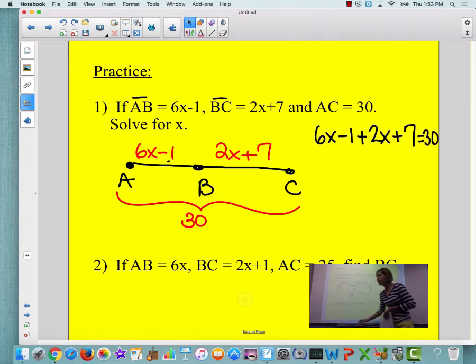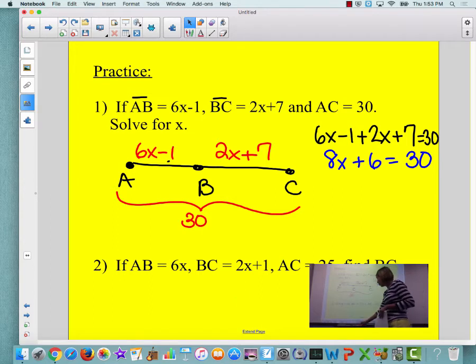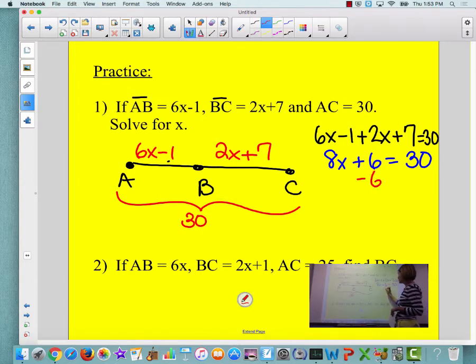Now I'm going to do that algebra that you know from last year. I'm going to combine the like terms. 6x and 2x gives you 8x. Negative 1 and 7 is going to give us a positive 6. That's going to be equal to 30. All right, give you a second to write this down. All right, so now we're going to subtract the 6, doing the opposite operation. Backwards PEMDAS is actually what we're doing. And then we get 8x equals 24.